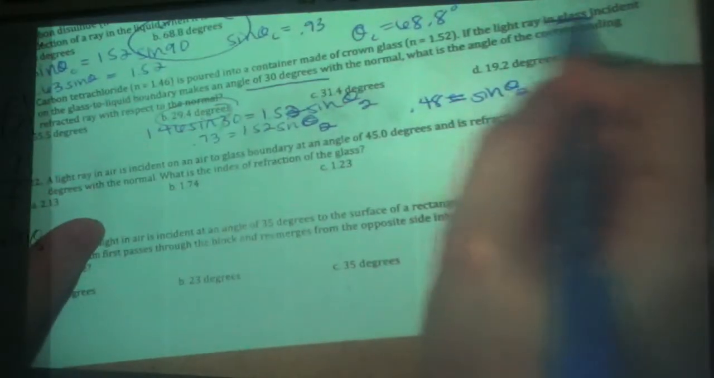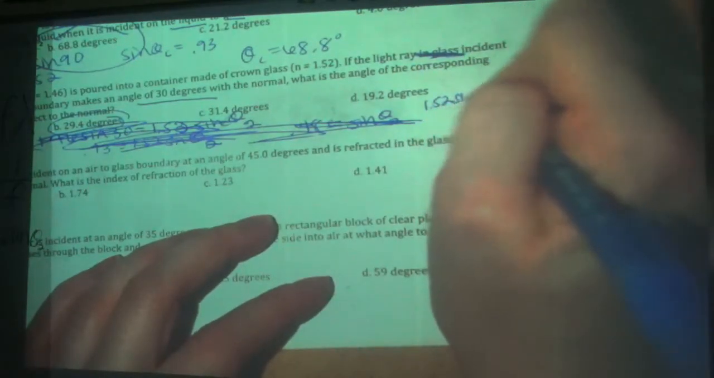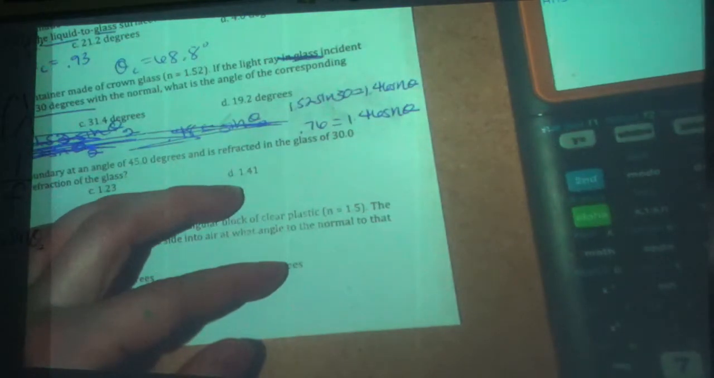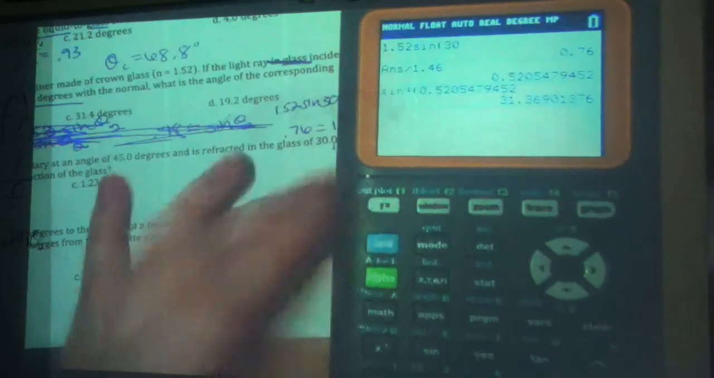In glass to the liquid. Read carefully, guys. It's in glass, so I'm starting at the 1.52 sine of 30, going into the liquid, 1.46 sine of the angle. Good thing that was an answer choice, because that would definitely have gotten me. So 1.52 sine of 30 equals 0.76, and then I've got 1.46 sine of the angle, so I'm going to divide the 1.46 over, and that's going to give me 0.52 equals sine of the angle, and now I do second sine, and that gives me 31.4 degrees. Whew. Careful, you guys. Alright, 22.